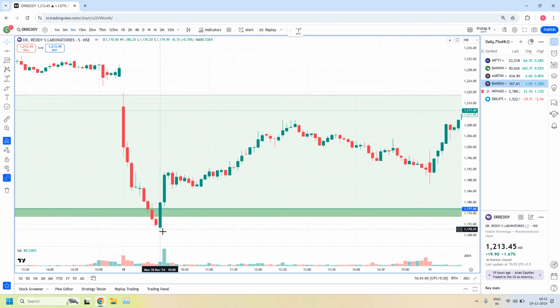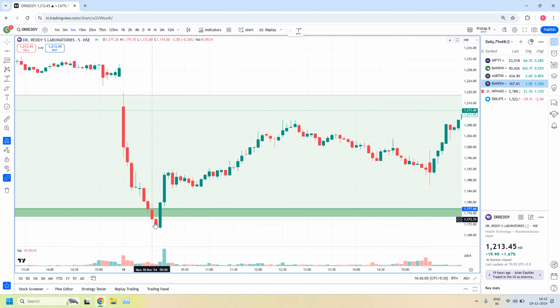Recently, this zone is violated. When? Recently means Monday. Yesterday, this zone is violated and hit the stop loss. You would have got the loss from this zone. Reason? You are not using dividend adjustment.